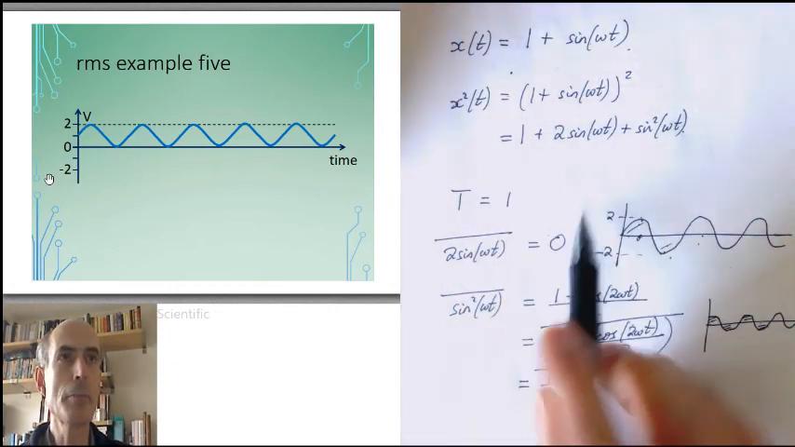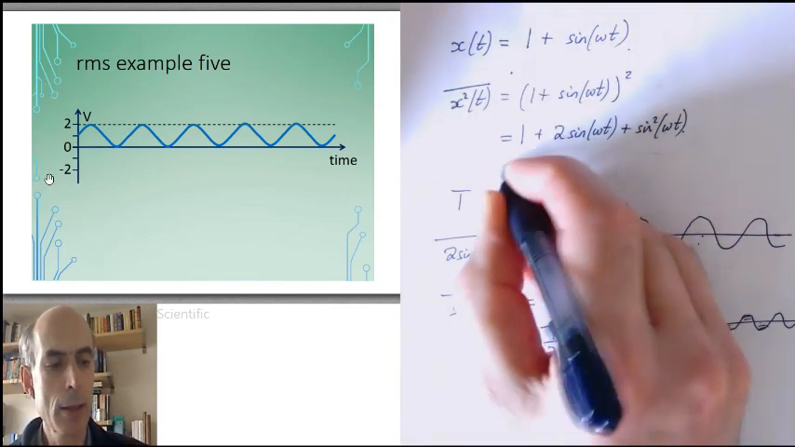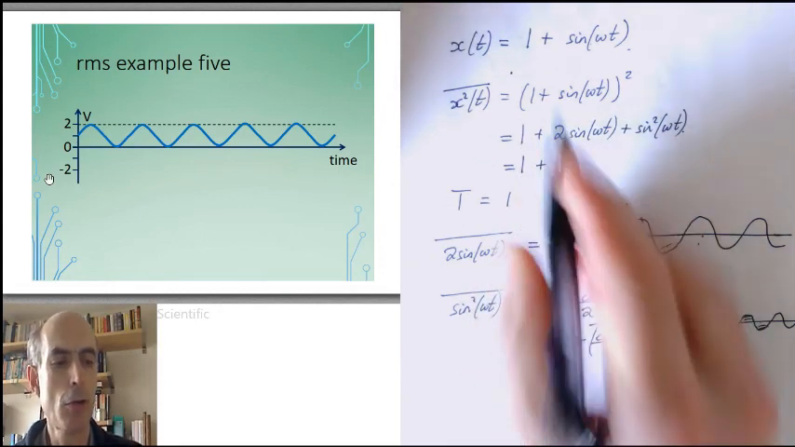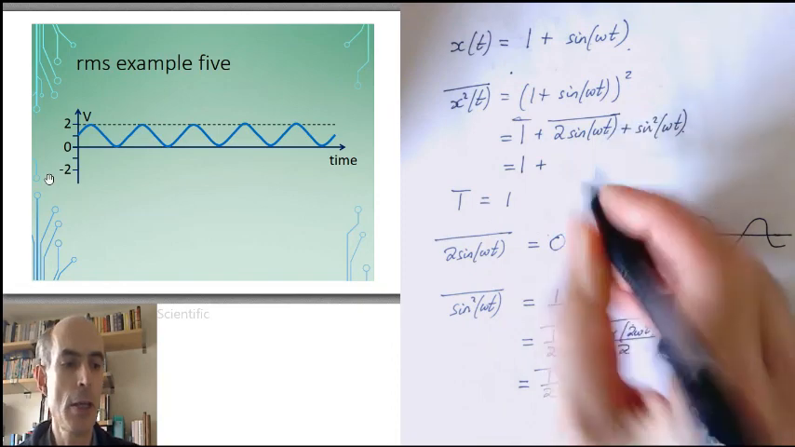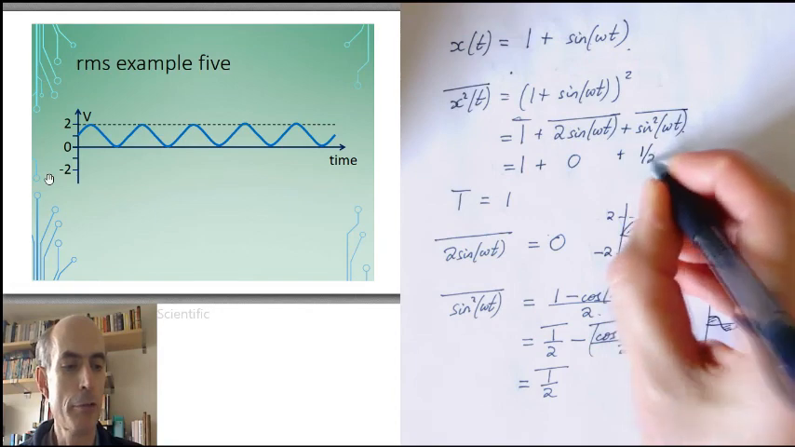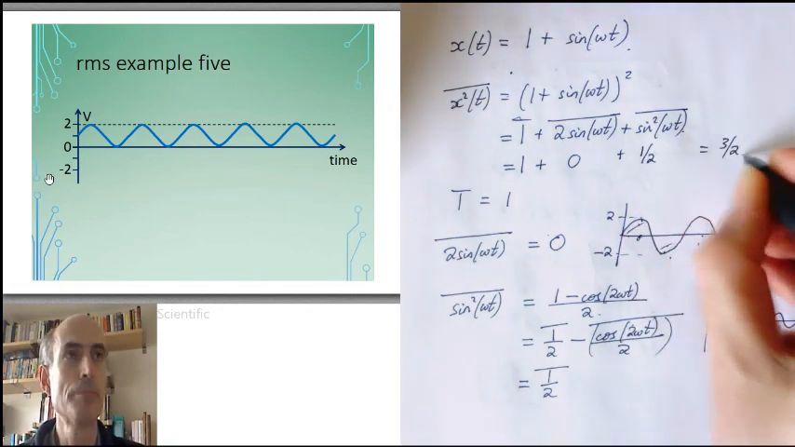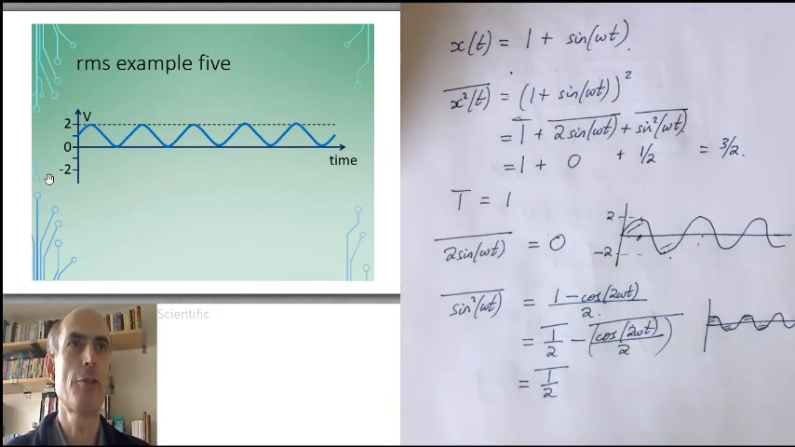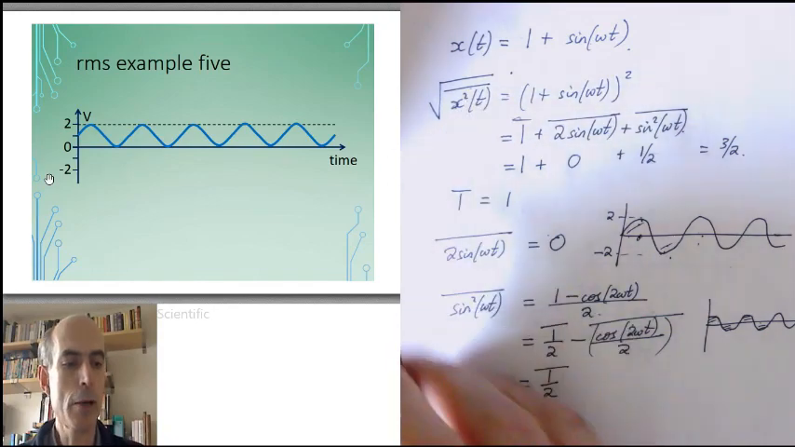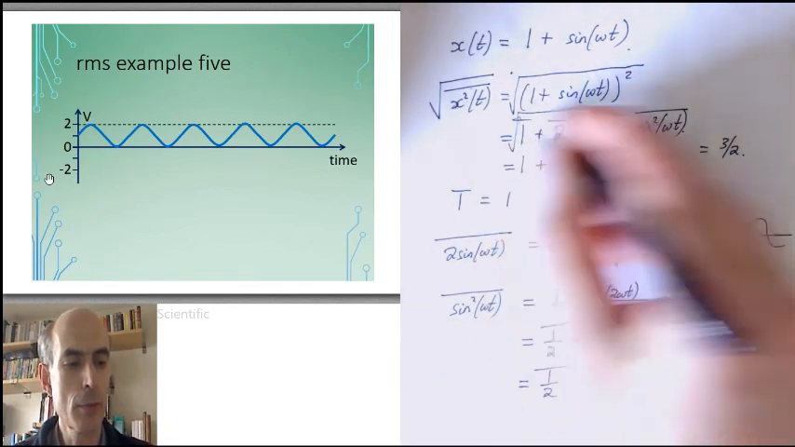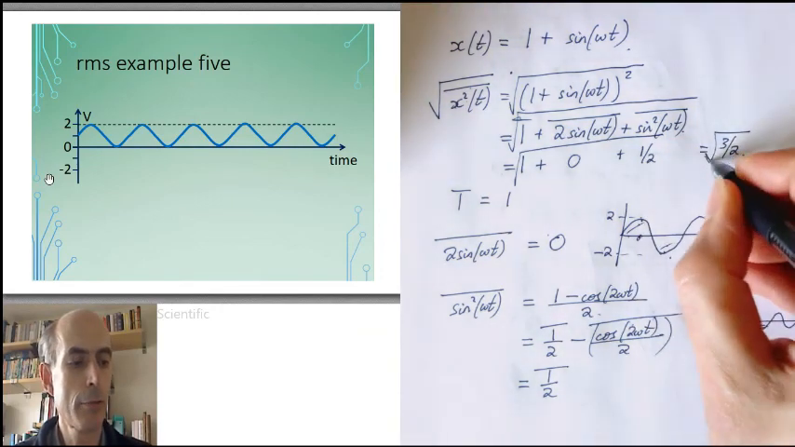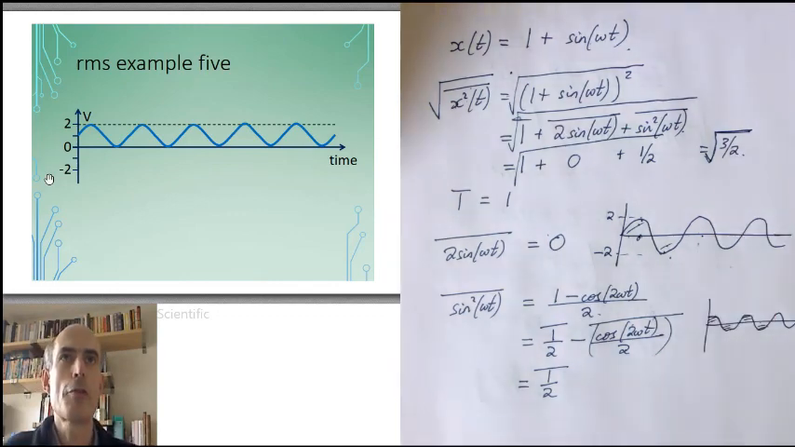Add these three together if I'm working out the averages, and I would get average value of 1 is 1. Average value of 2 sine omega t is 0. Average value of sine squared omega t is a half. Net result, 3 over 2. And my RMS average is going to be the square root of the mean value of the square. So it's the square root of all of this stuff, which gives me a final answer. It's the square root of 3 over 2.